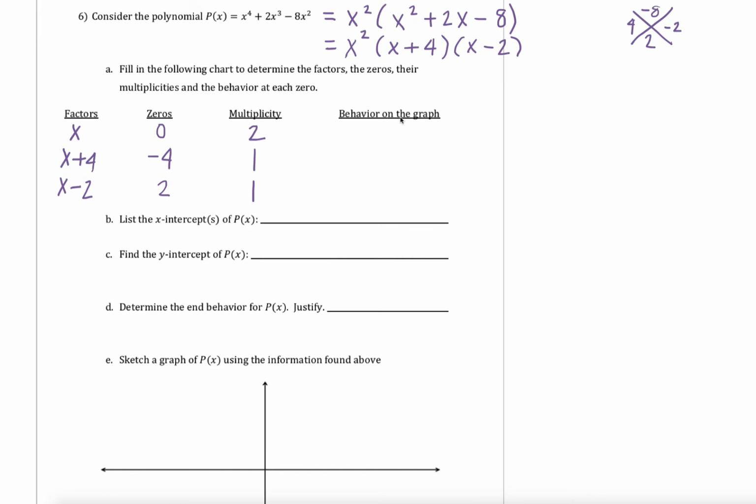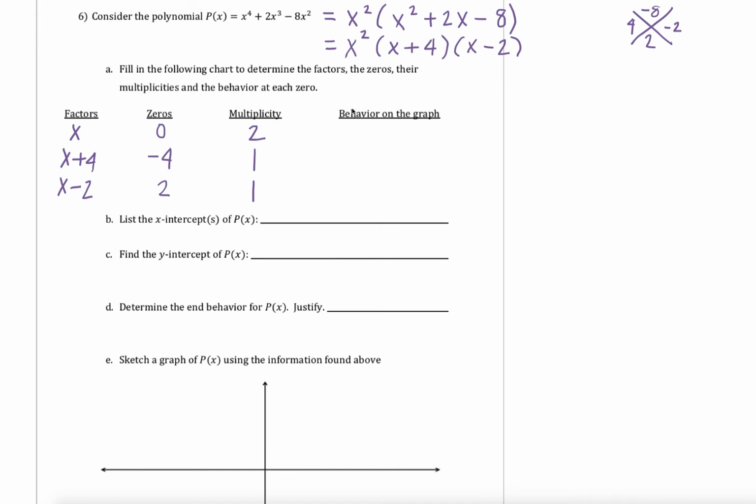Now the behavior is what happens at each of these zeros. And this goes back to, does the graph cross or does the graph bounce there? So why don't you guys pause the video and go back and read your notes and determine if the multiplicity is odd, what will happen? And if the multiplicity is even, what will happen on the graph?